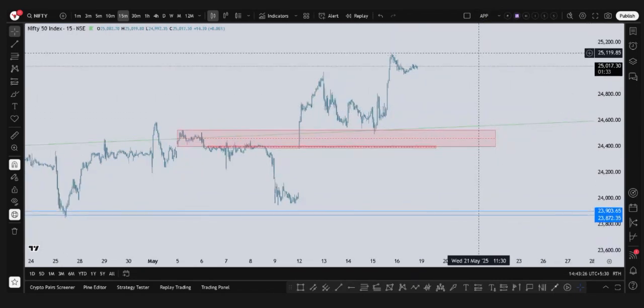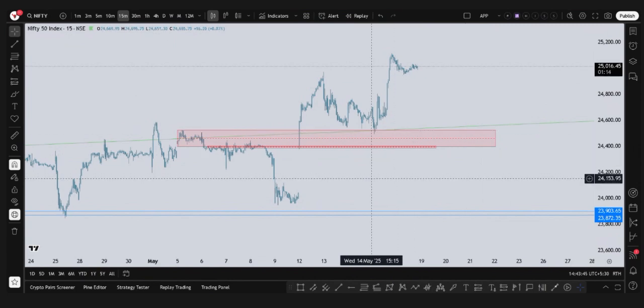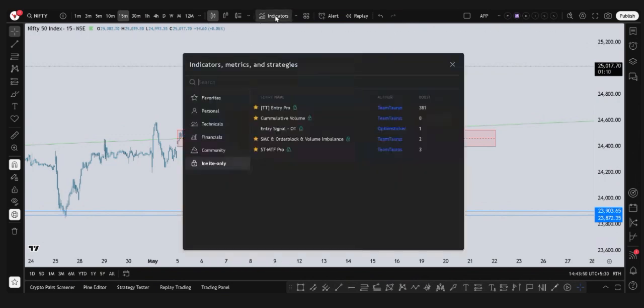Hi, this is an introduction video as well as setup and how to take the entries, where to exit, and finally what you need to do and what you shouldn't be doing with this indicator. These are the 4 steps that we are going to discuss. Now, let's start with the indicators.